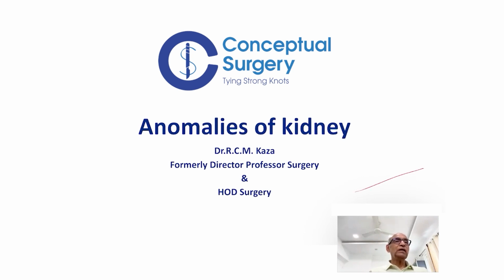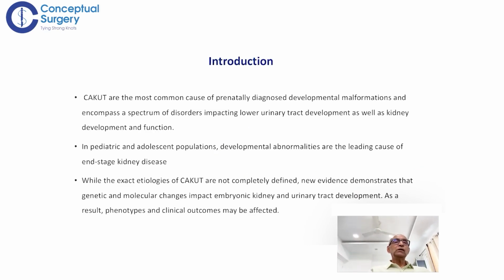However, you must have realized by now that we have covered some aspects of the anomalies like PUJ obstruction and the vesicoureteral reflux, etc., etc. So therefore, there is some overlap, and I will look into that in the next presentation.